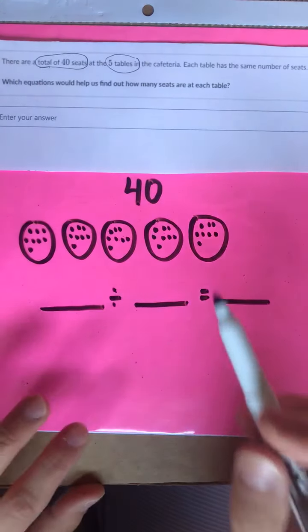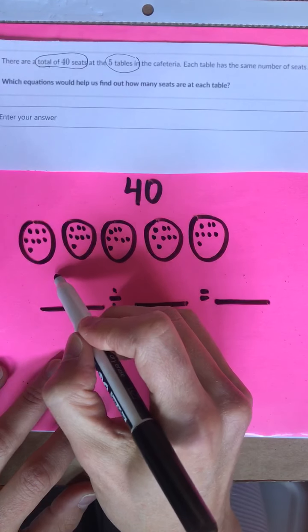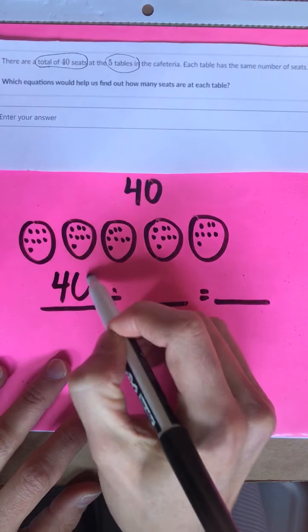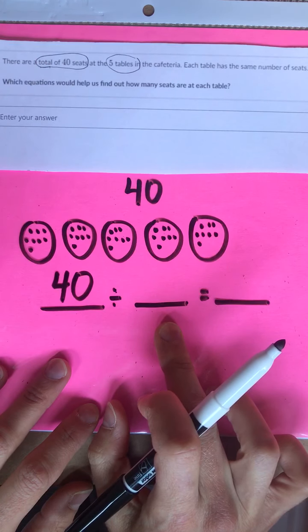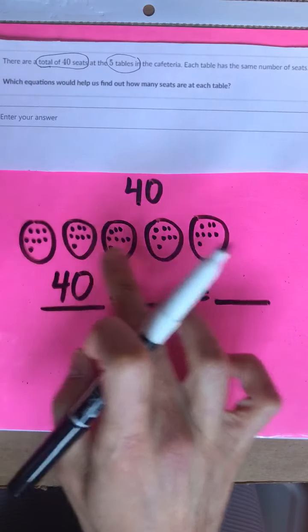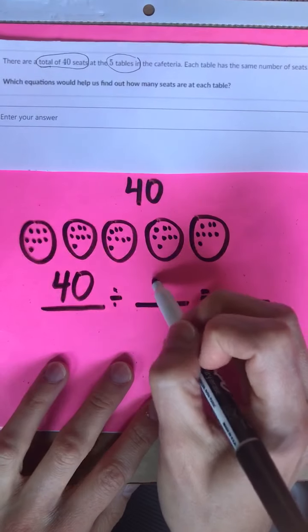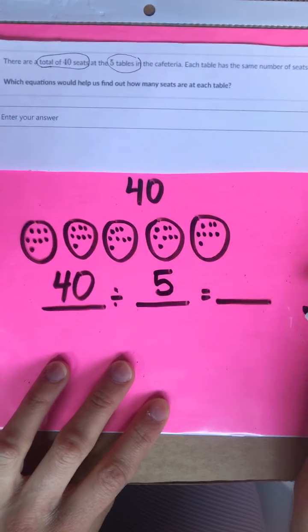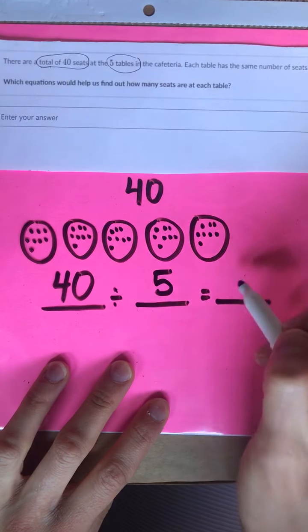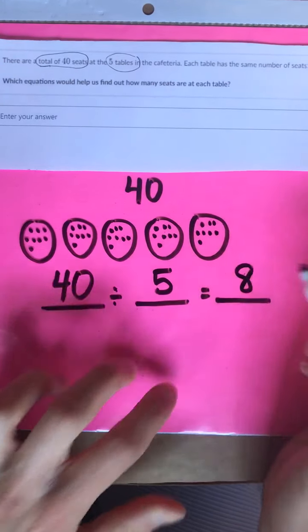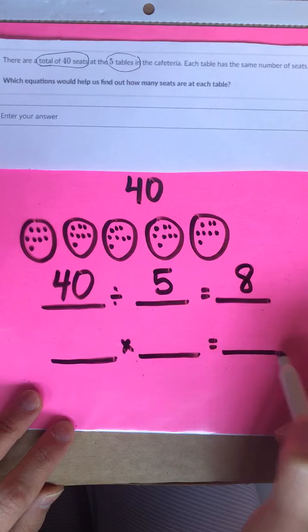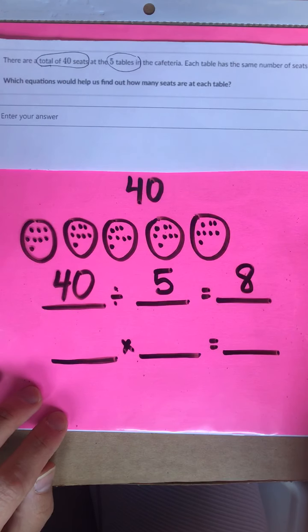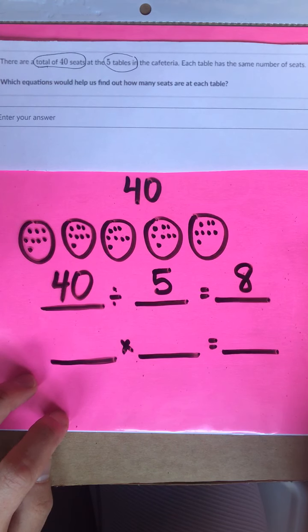Okay, friends, great job. So you should have told me the whole number, the total number of seats that you started with was 40. You divided them into 5 equal groups, right? You divided them amongst 5 tables. So how many seats were at each table? Fantastic, there was 8, good for you. Okay, can you write your related multiplication fact for me? Pause the video, and when you're ready, press play.